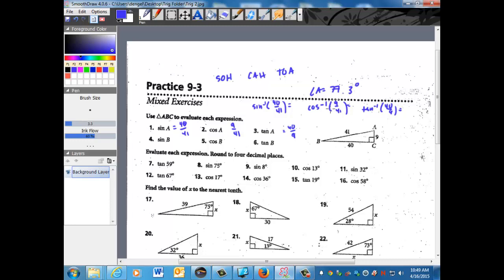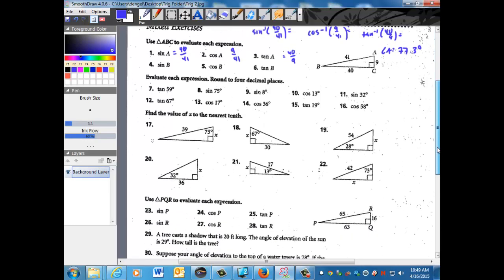degrees. And if you enter in second cosine 9 over 41, you would get the same answer. If you enter in second tangent of 40 over 9, you would also get 77.3 degrees. So angle A equals 77.3 degrees.